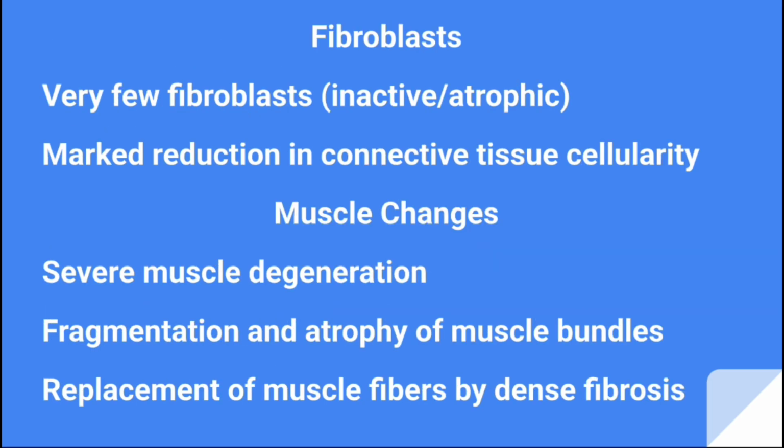So what are the changes in the fibroblasts in advanced stages? Very few fibroblasts, so marked reduction in connective tissue cellularity. Here the connective tissue cellularity has been reduced. In muscle changes what you can see is severe muscle degeneration. Here muscle gets degenerated, so fragmentation and atrophy of the muscle bundles, replacement of muscle fibers by dense fibrosis. These are the changes you can see in the advanced stage in muscle changes.